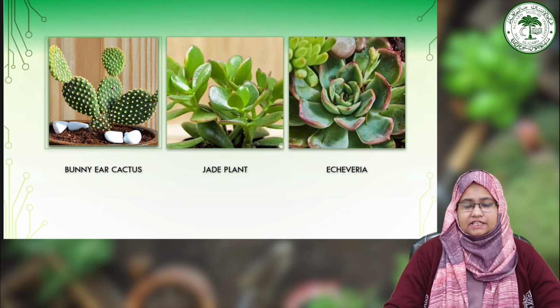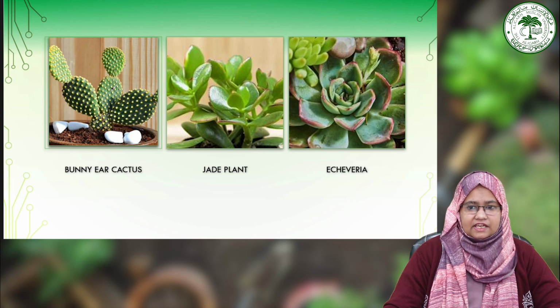The next one is jade plant, a popular succulent with thick and oval leaves that turn red in the sun. It's easy to care for and can grow quite large. Then next one is Echeveria, a large genus of succulent with diverse shapes, sizes and colors. Most Echeverias need full sun and well-drained soils.